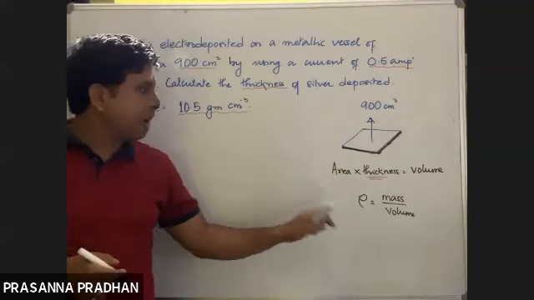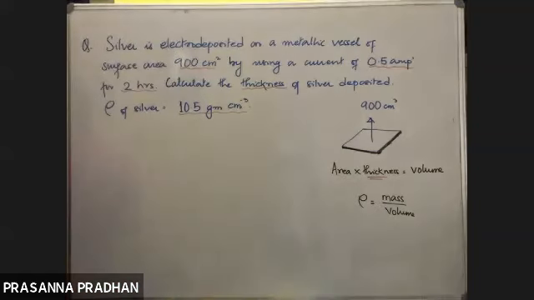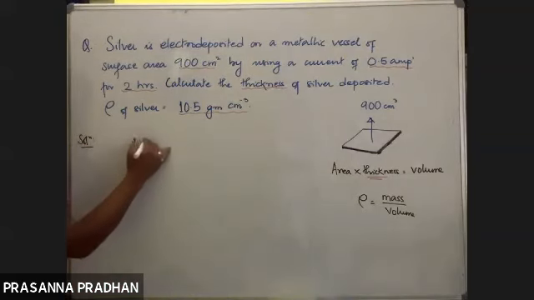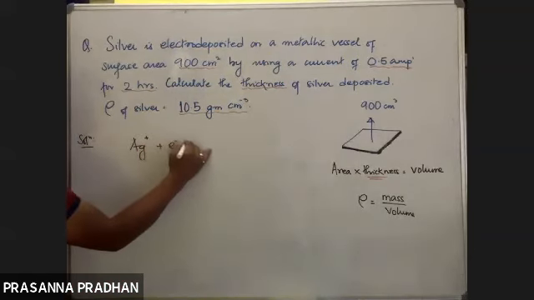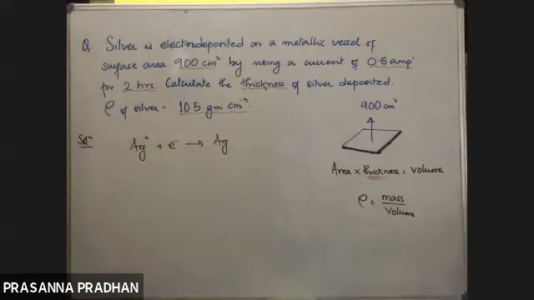Since area is given, how will you find out the volume? Density is given. I'll find out the mass of silver deposited. Okay, so what is the mass of silver deposited? Which formula are you going to use out here? So silver, what is the valency of silver? Ag positive requires 1 electron. It gets deposited as metallic silver. And remember, the atomic mass of silver is 108.